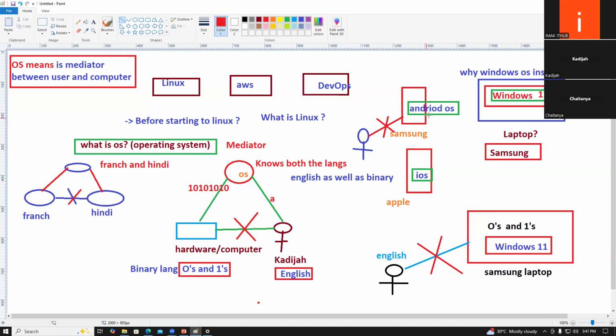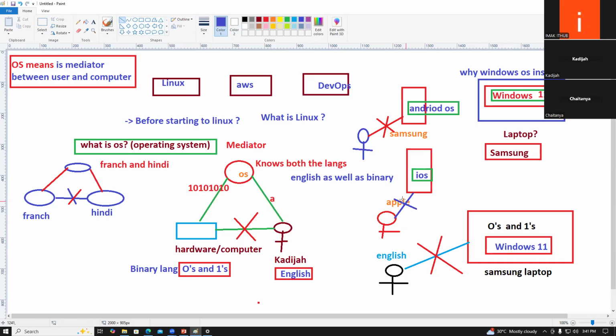So we need an Android OS to communicate with the hardware. Okay, understood? So why do we need an OS on our Apple mobile? Because of hardware. Apple hardware knows only binary language.